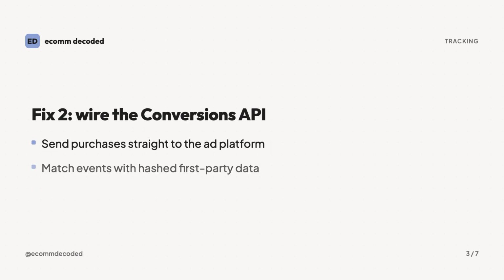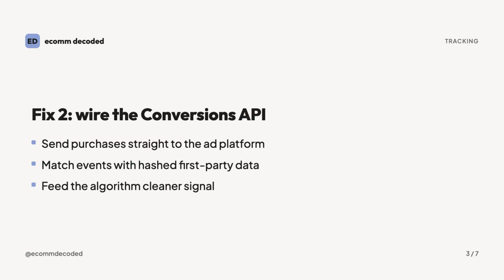The second fix is the conversions API. Instead of relying on a pixel in the browser to tell Meta or Google a sale happened, your server sends that event directly to the ad platform. You match it using hashed first-party data like email and order details, so the platform can credit the right campaign even when the pixel failed.